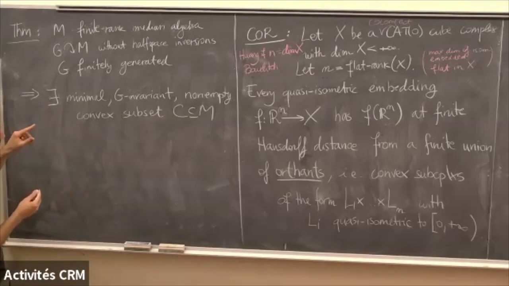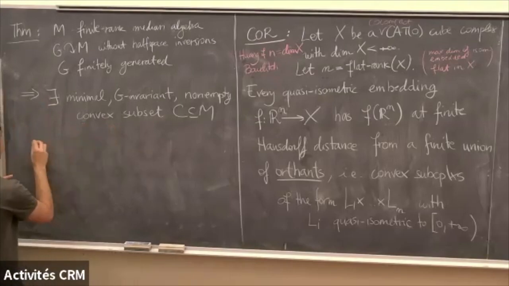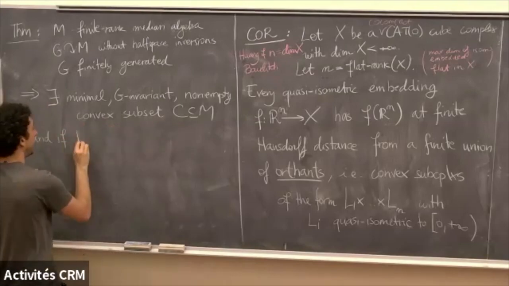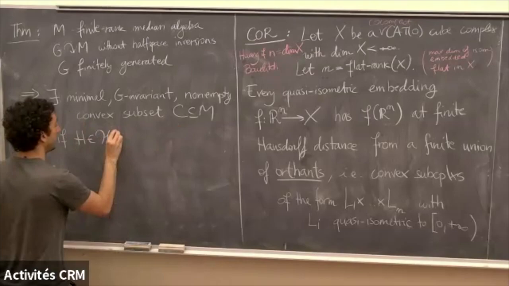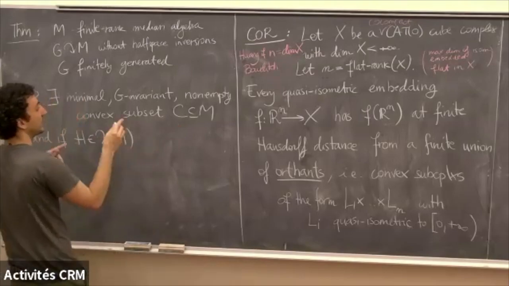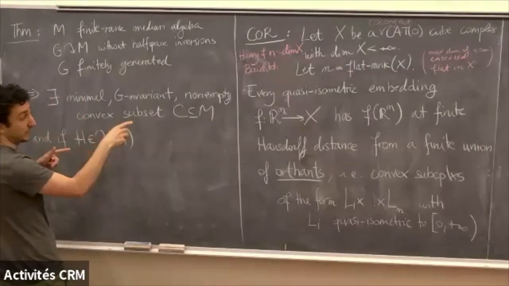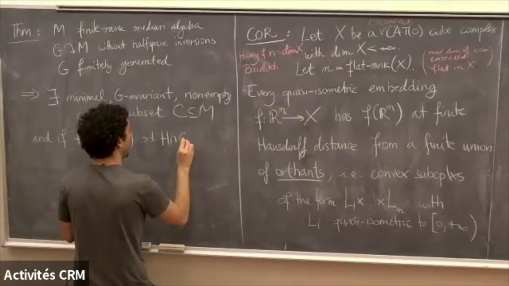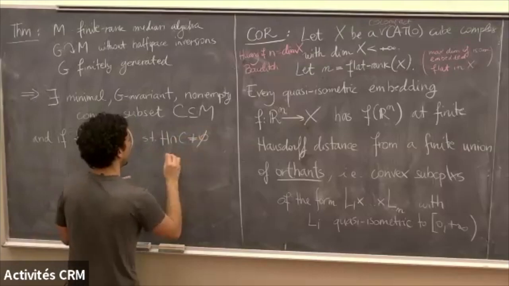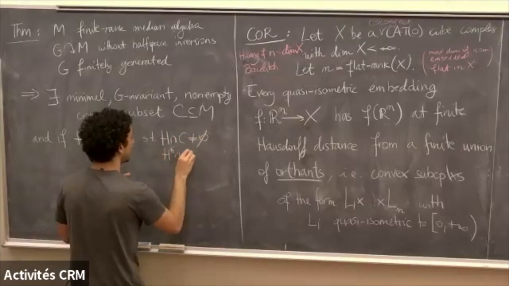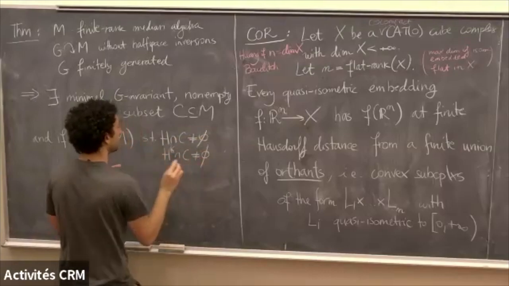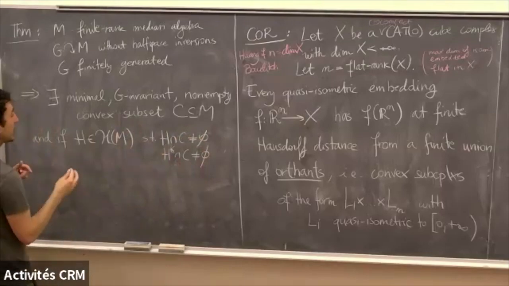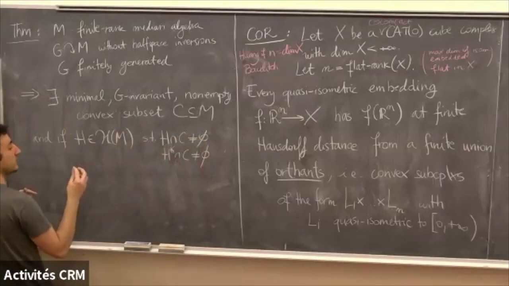And if H is a half space of M, such that neither side contains C, such that both H and H star intersect C, then it's skewered by some element.